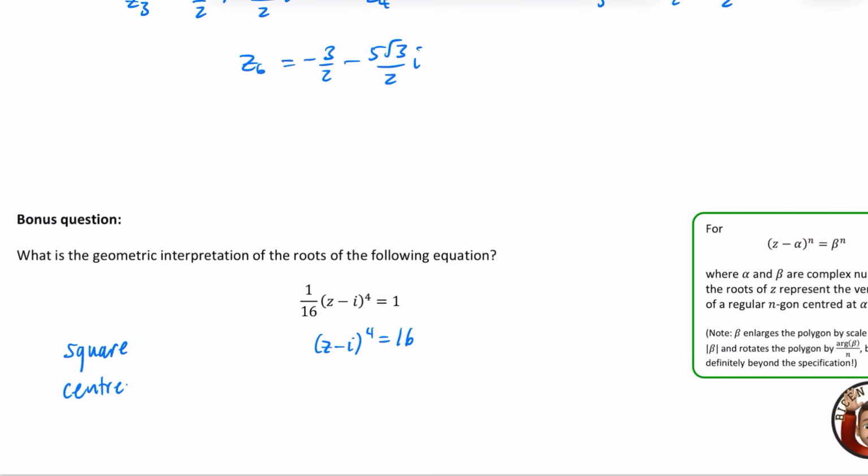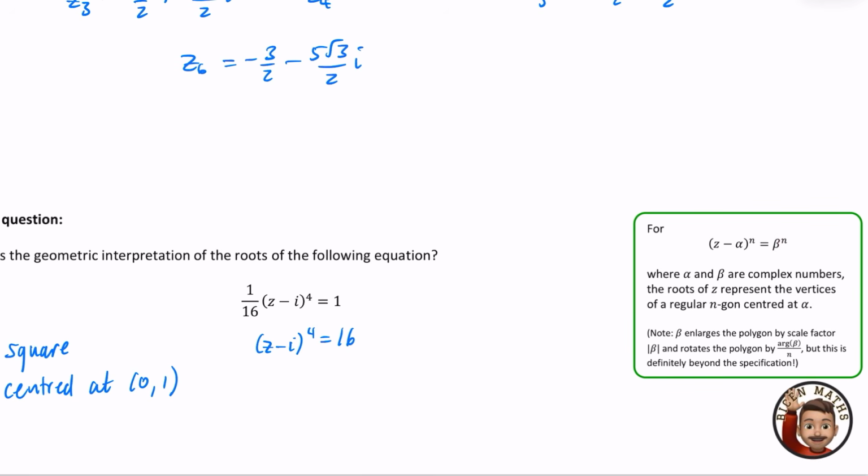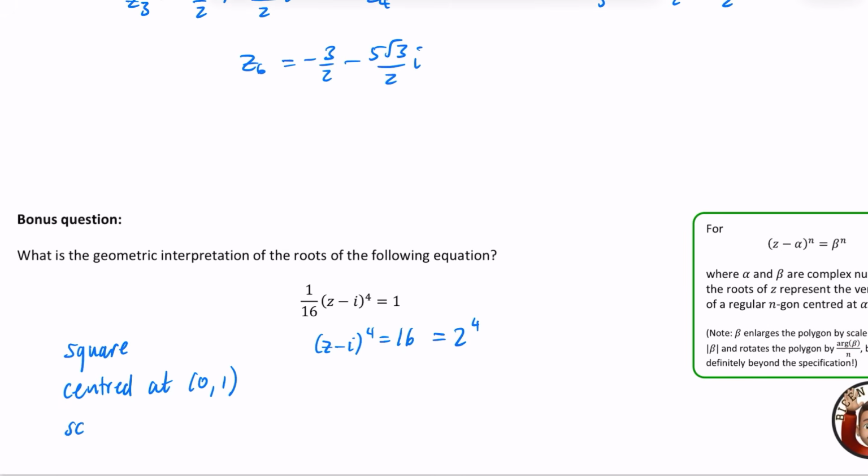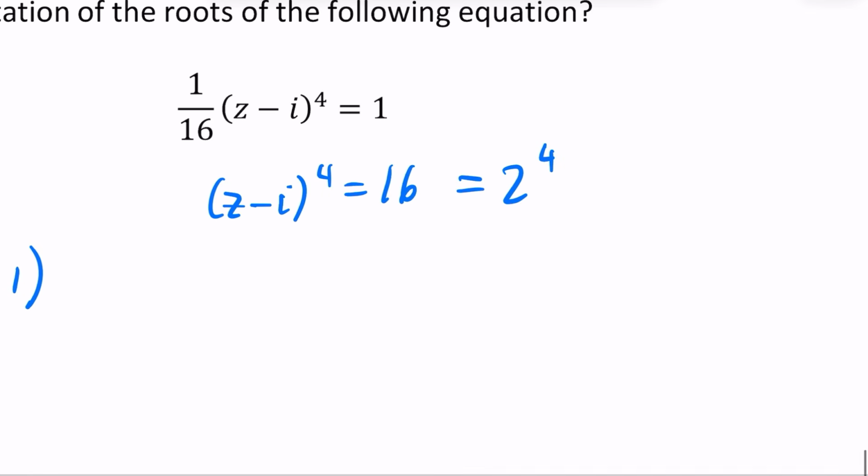So I can say that it is centered at 0, 1, because obviously that's i being represented as 0, 1 here. And then we can actually tell something to do with the scaling, because this is b to the power of n. This is 2 to the power of 4, right? So this is actually representing some kind of scaling that we've got here. And because of this feature, there's actually no rotation at all in this question. You would never need to answer this kind of question, but hopefully this might deepen some of your understanding that you've got.